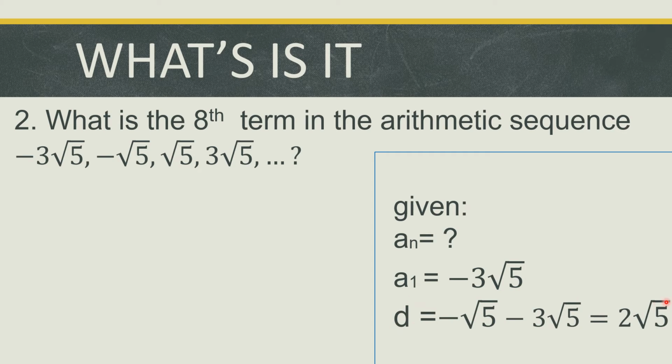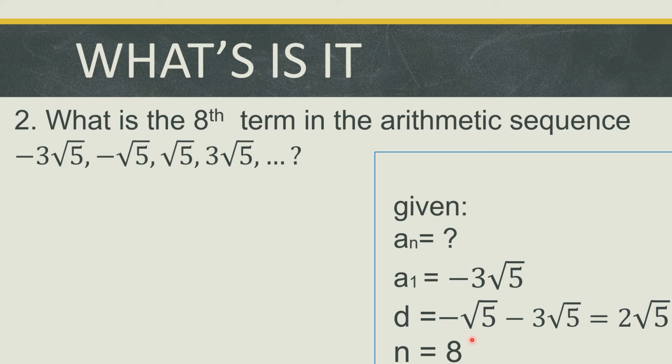D is 2 square root of 5 by simply subtracting the first term from the second term. That is negative square root of 5 minus negative 3 square root of 5, that is equal to 2 square root of 5. Remember, if we're going to subtract radicals, we need to check if the radicands are the same and just subtract the coefficients of the radicand. So that is negative 1 minus negative 3, following the rule of integers, that is equal to 2.